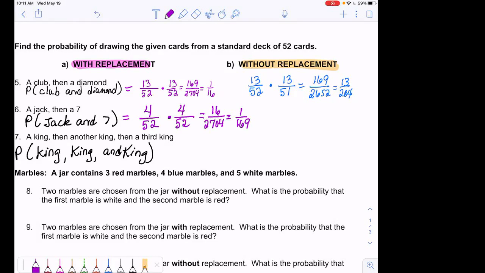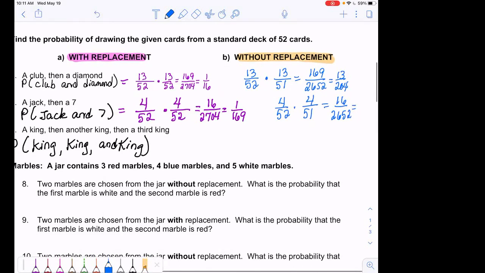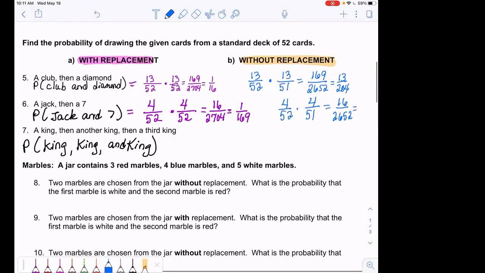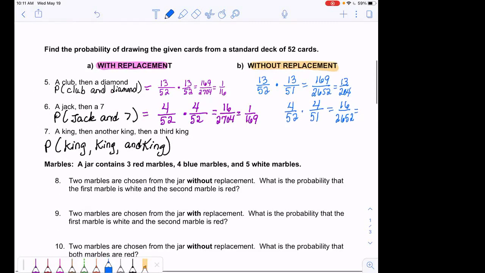The next one, without replacement, I still have 4 jacks. I still have 4 sevens, but now I have 51 cards. So that's 16 out of 2,652. And I think that's 4 out of 663.